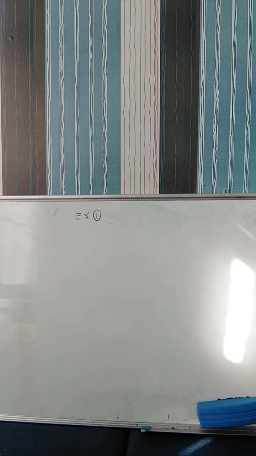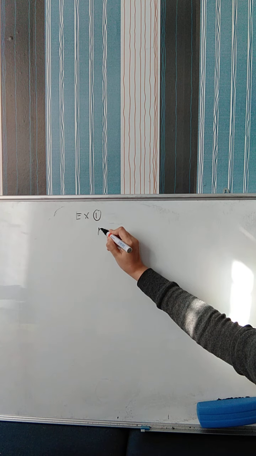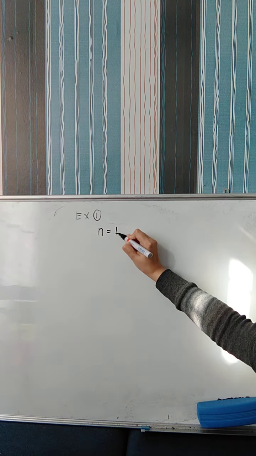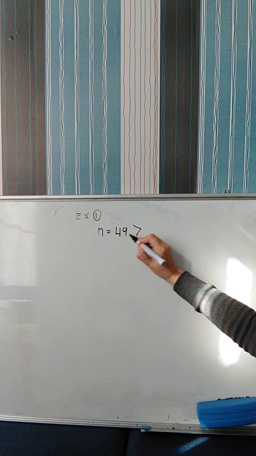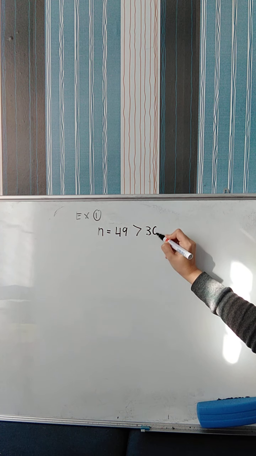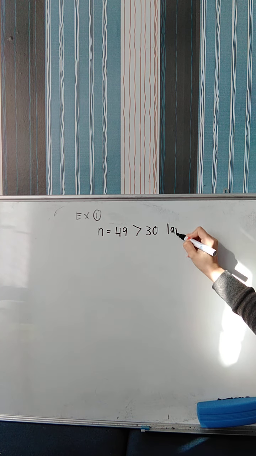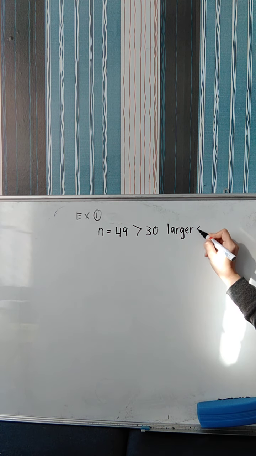Now we need to find the value of n first. How many data given here? A sample of 49 customers. So your value of n equals 49. You must state 49 is more than 30, so it is a large sample.